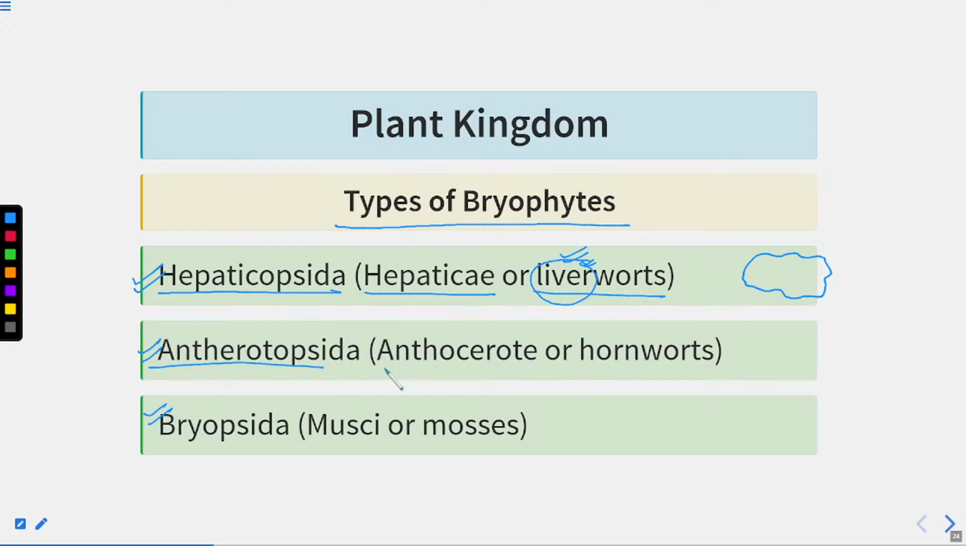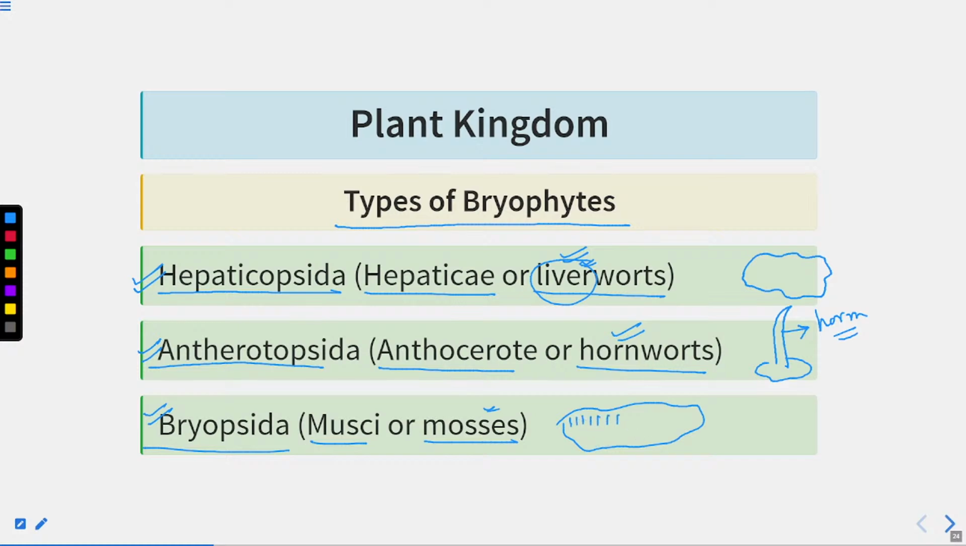Anthocerotopsida. It is also known as Anthocerotae or hornworts. If you see the sporophytic structure of this plant, it is somewhat horn-like. So it got its name hornworts. Bryopsida, Musci or mosses. You can see a lush green, velvet growth on rock surfaces if you go to the hilly region. What are those? Those are actually mosses. Like this you can see the velvet structure. So that is why it is called mosses.